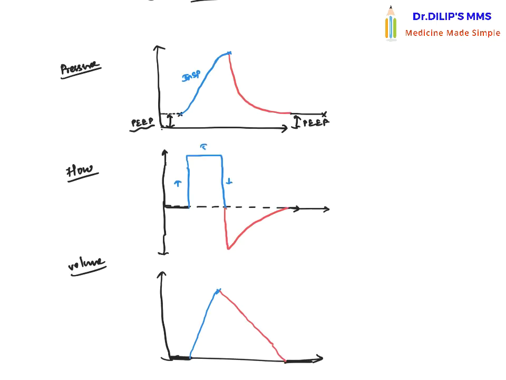So in this cycle you can clearly see the blue things are the inspiratory limbs, and the red things are the expiratory limbs, and the black ones are where the chest is silent, no inspiration or no expiration. So these are the basic ventilator curves which I see day to day in my ICU.